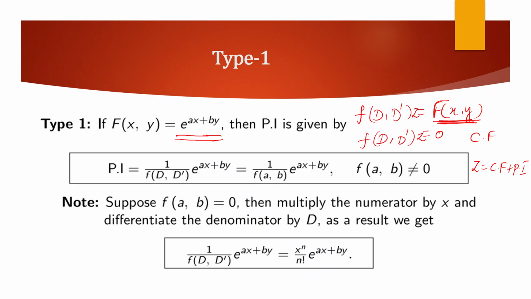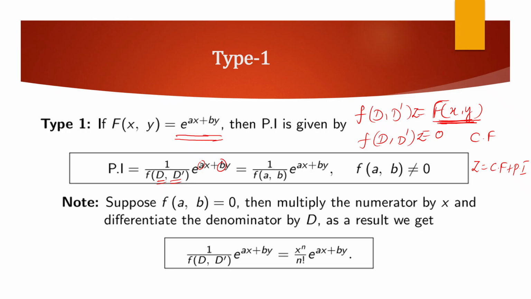For this case, we replace as follows for finding the particular integral. First we take our function of x and y in the numerator and the function of D and D dash in the denominator. This is the first step. Then D is replaced by a, and D dash is replaced by b. So the denominator becomes f of a comma b, and if that f of a comma b is non-zero, your particular integral is obtained. You can stop the procedure there itself, and the resultant gives the particular integral.